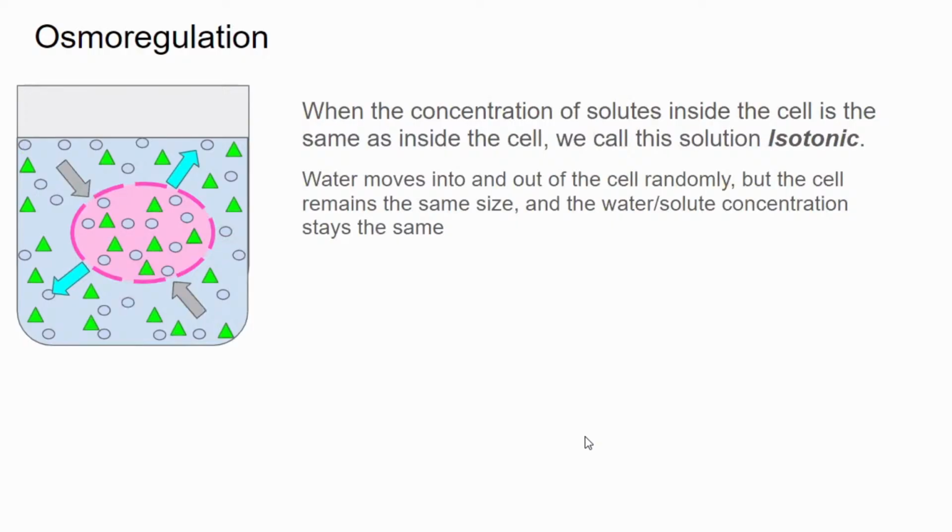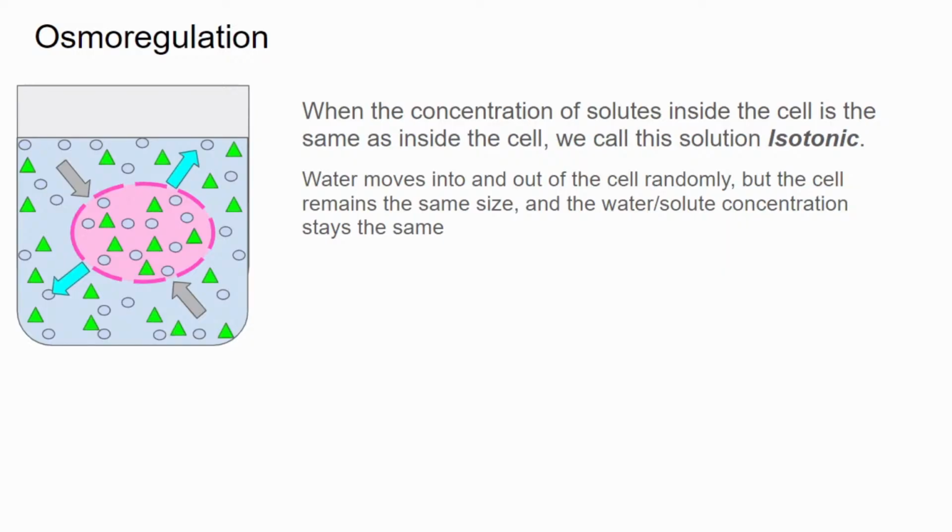All right, so if we have a situation where the concentration of solutes inside the cell is the same as the concentration of solutes outside the cell, we say that this solution is isotonic. So this is an ideal situation for our cell. There is an equal potential of water both inside and outside the cell. So there is no net movement. There's not a whole lot of water rushing into or out of the cell. However, water is still passing into and out of the cell, but it happens randomly.